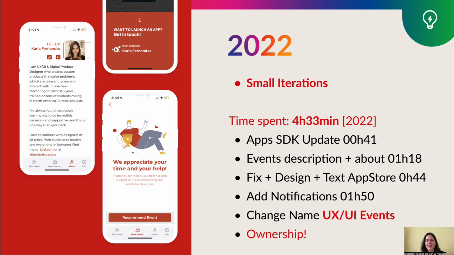I spent just 4.5 hours on this new version. So I did update the SDK. This was something the App Store and Play Store actually wanted. I also updated the descriptions of the events. I also did fix some design issues, added app notifications. Sometimes I could send notifications to the users, and I changed the name. Since I am a mentor of UX UI designers and I do not focus only on UX, I thought the new name should be UX UI events. And then I started to add events from UX UI and not simply for UX. So I took ownership of the app.